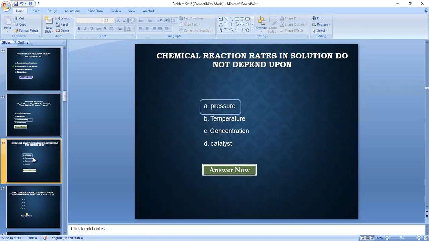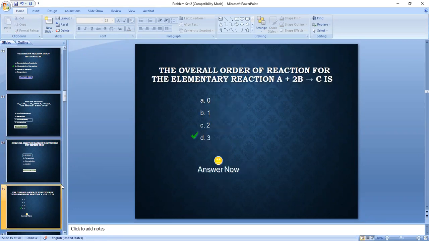Chemical reaction rates in solution do not depend on pressure. So this is very important. Reaction rates for liquid solutions are not dependent on pressure. This is only a factor to be considered when we are talking about gaseous reactions. But for liquid reactions or for solutions, pressure is not a factor on which the reaction rate will depend. For the others here, of course, the rate is dependent on temperature, concentration, and the presence of the catalyst. Pressure is an added determining factor if we're talking about gaseous systems.